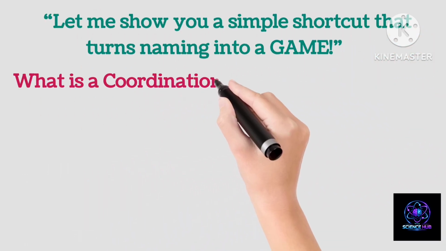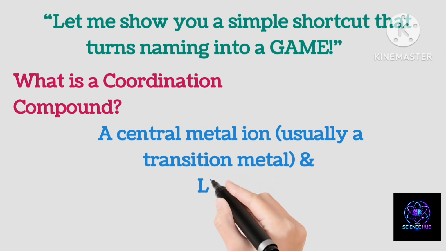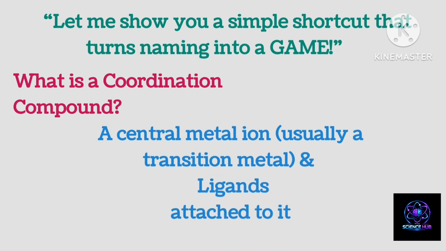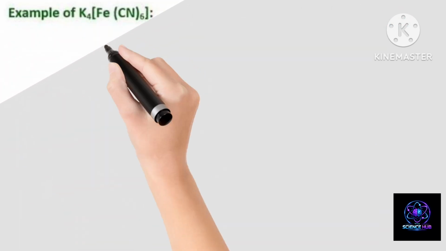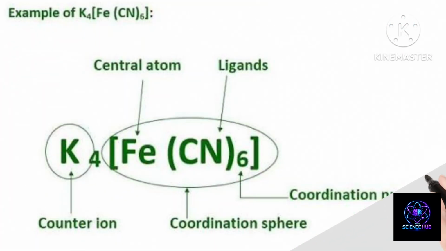Here we go. What is a coordination compound? A coordination compound has a central metal ion, usually a transition metal, and ligands attached to it. For example, potassium hexacyanoferrate(II) ion.